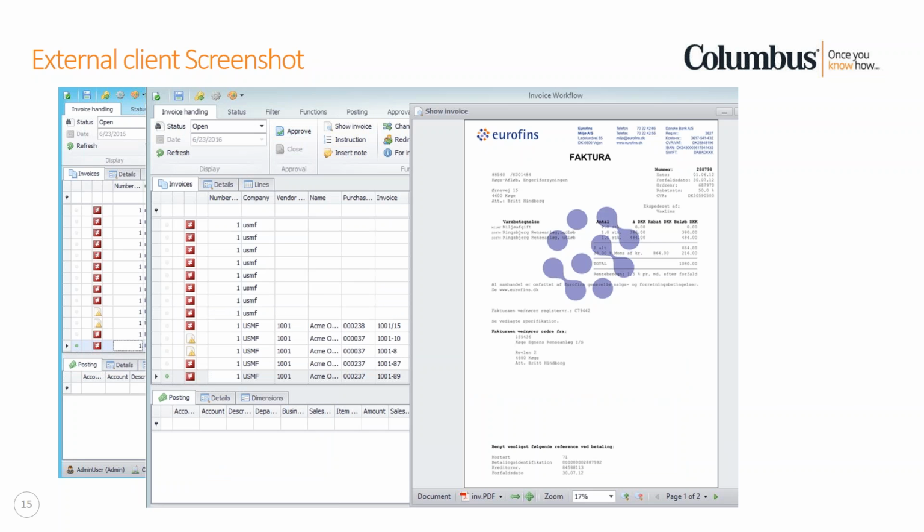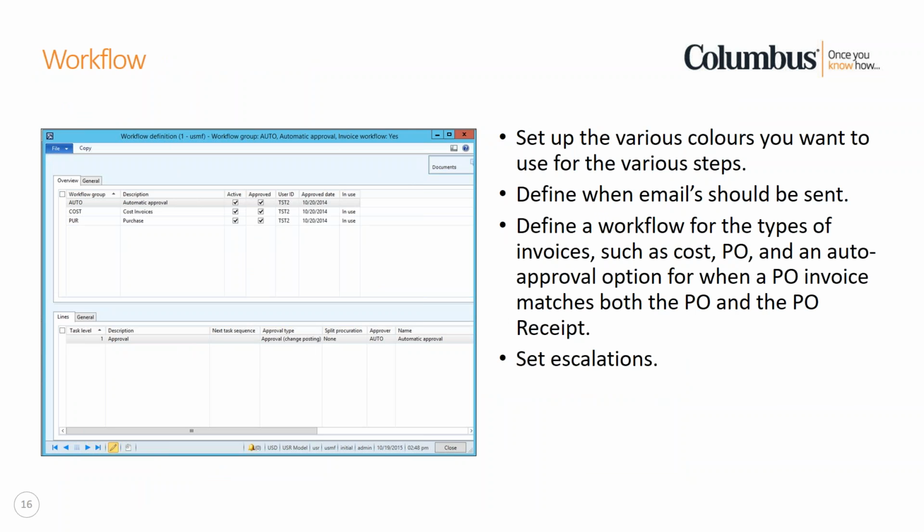We'll see there we're drilling down from a line actually opening up the physical invoice in front of us. From a workflow point of view, there's a bit more flexibility than the standard AX product. So this is where we can bring in, as I mentioned before, the dimensions and also the spending limits and policies. We can define when email should be sent out, and also for different types of approval and escalation paths as well.